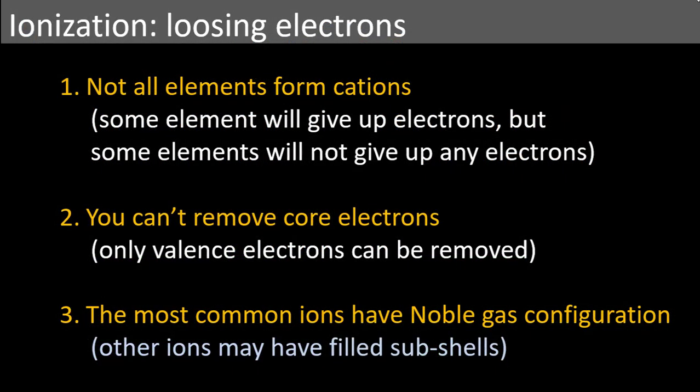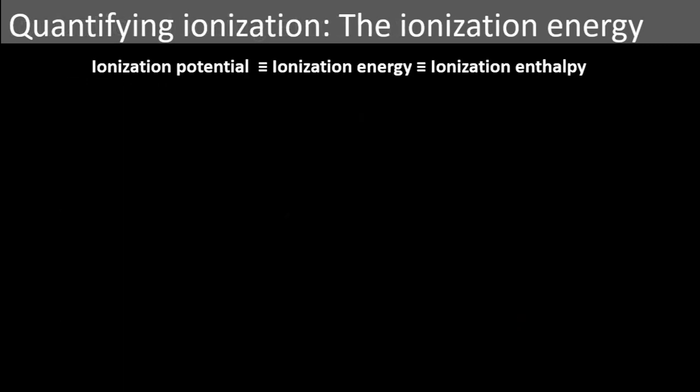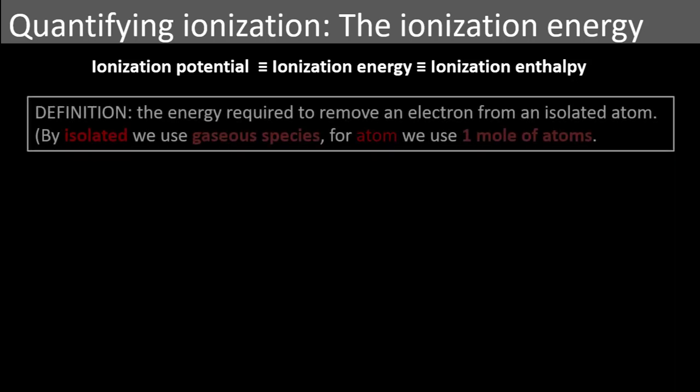How easily, or conversely how difficult it is to remove an electron from an atom, can be precisely quantified. We can measure the energy required to separate an electron from an atom, and this is variously known as the ionization potential, the ionization energy, or, because of the type of energy involved, sometimes it is known as the ionization enthalpy. These are all one and the same thing. It is simply the energy required to remove an electron from one atom.